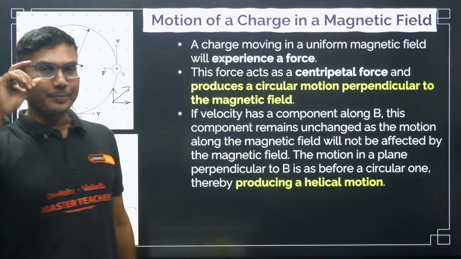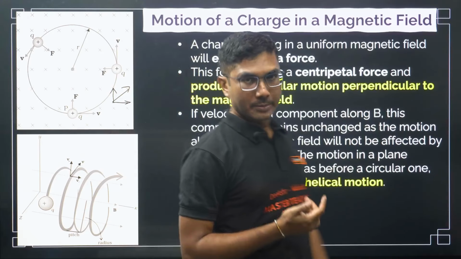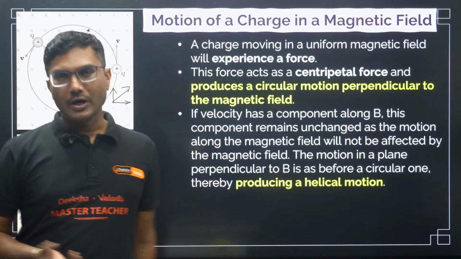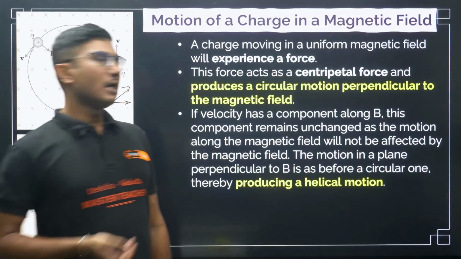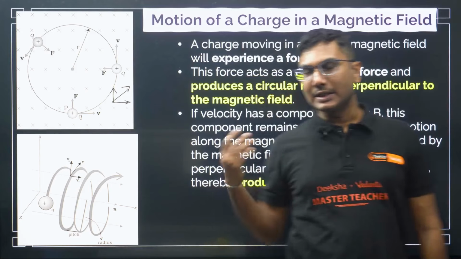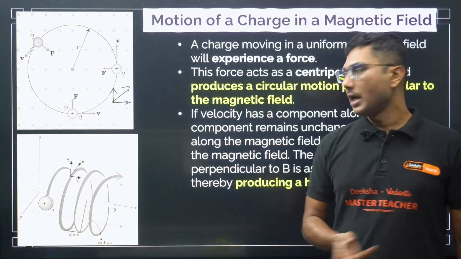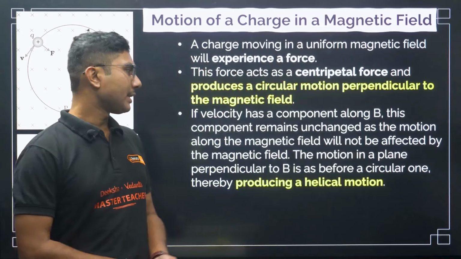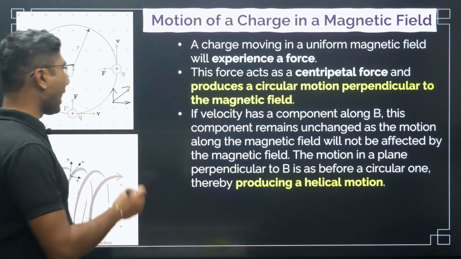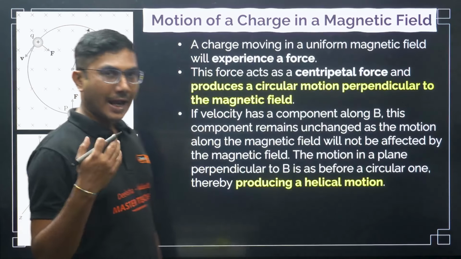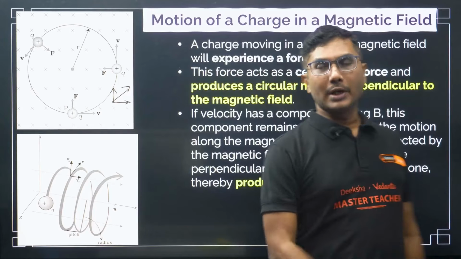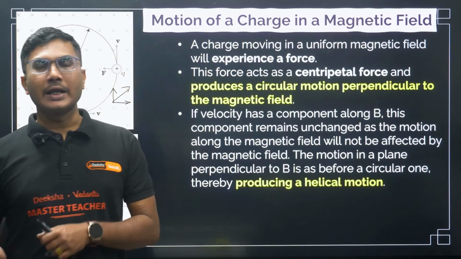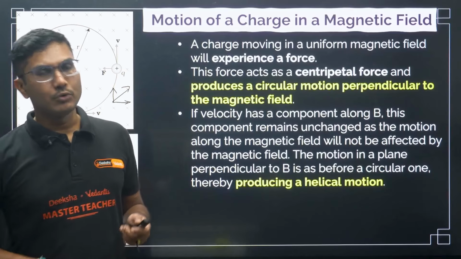Helix, the spring. Okay, the shape of a spring basically. If you have seen the spring inside a pen, or if you have played with a spring, that spring is called a helical shape, and this kind of motion you will observe. Now remember that there are some angles. If the angle theta is 90 degrees, then it will be a perfect circular motion. If the angle is between 0 and 90, it will be a helical motion.